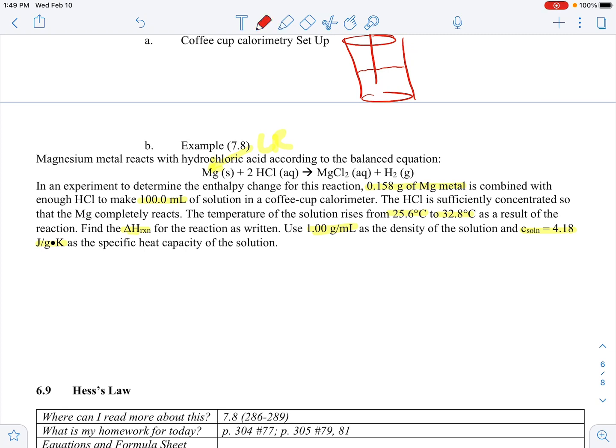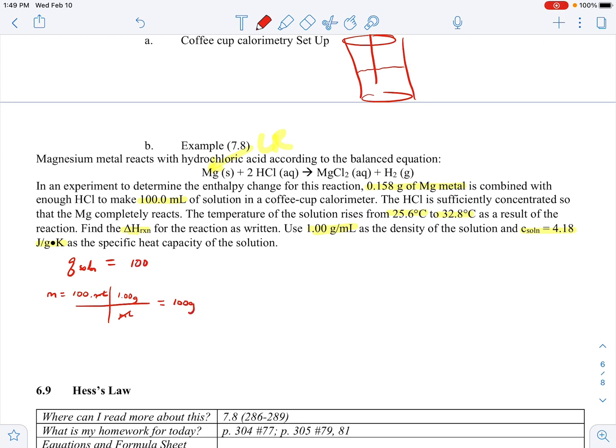We're going to find Q of the solution. That's what we're working on right now. We know our mass of the solution. Well, we don't know our mass just yet. Let's figure that out. Our mass of our solution, we have 100 mL, right? And we know the density. So if I take 1.00 grams per milliliter, now we know the mass of our solution. We have 100 grams of solution.